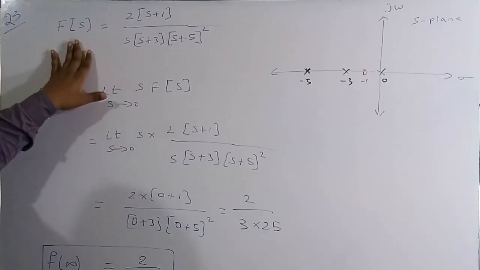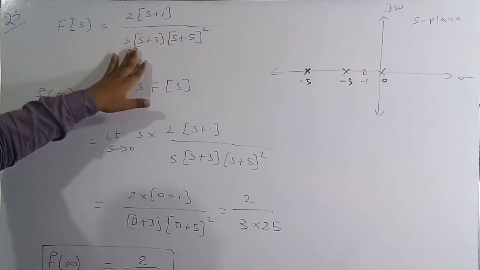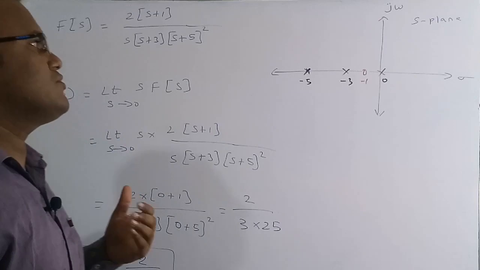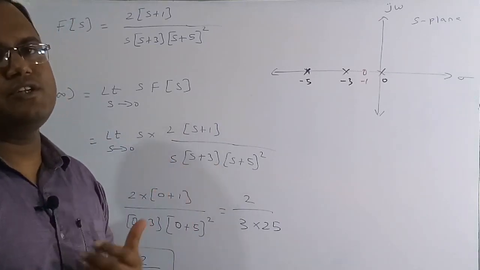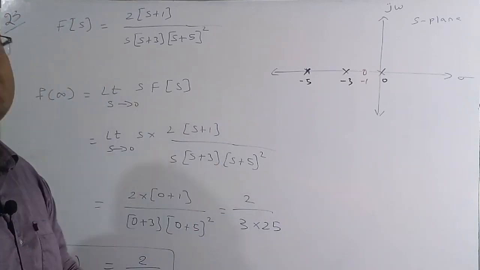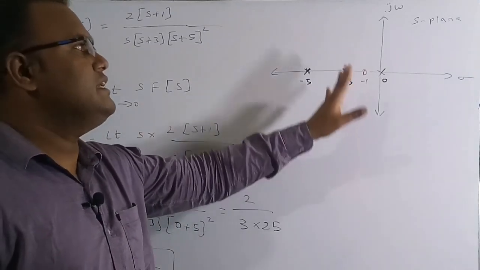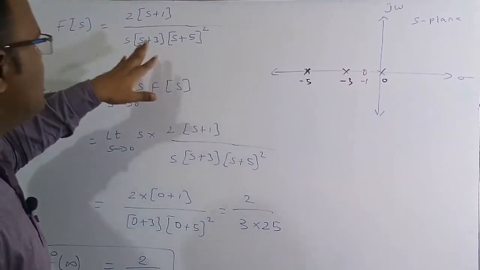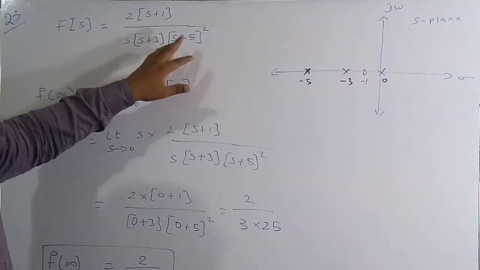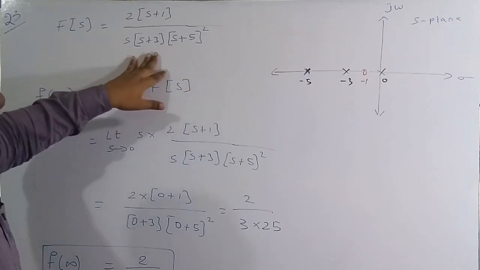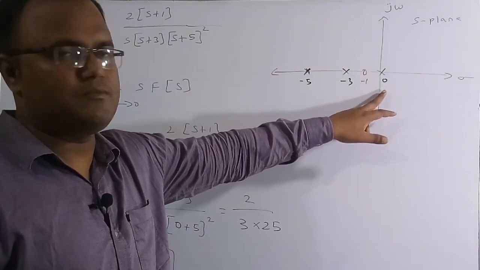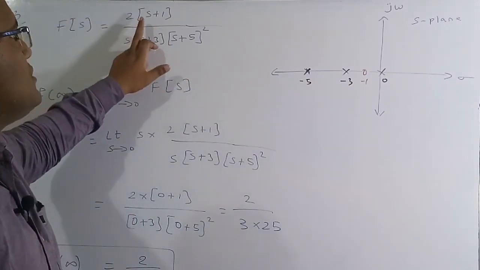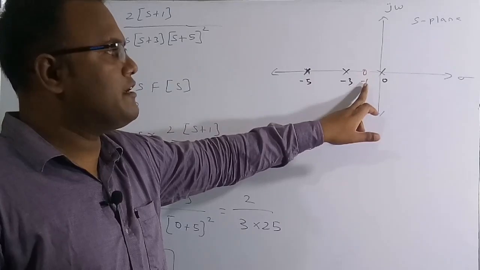This is the function they have given. F of s is equal to 2 into (s plus 1) by s into (s plus 3) into (s plus 5) whole squared. Before we proceed to the numericals, first we have to draw the S-plane diagram, the pole-zero plot. Here the poles are 0, minus 3 and minus 5 and minus 5. I have drawn the poles with cross marks at 0, minus 3 and minus 5. And the zero is at minus 1.